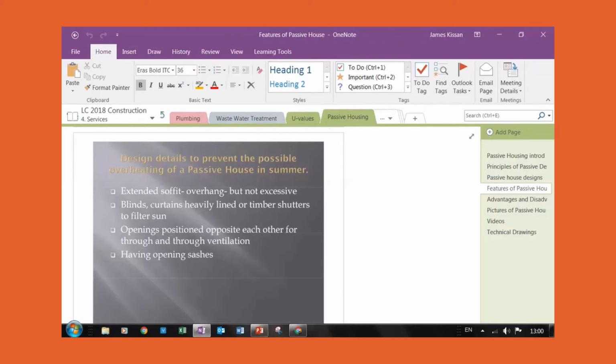So how we minimize that is we extend the soffit and fascia and we create a large overhang so that it creates a shade. And then in the wintertime, that doesn't have the same effect because the sun drops lower in the sky, so it doesn't shade the sun as much. What you can also do is put in blinds and curtains or heavy wooden shutters and pull them across.